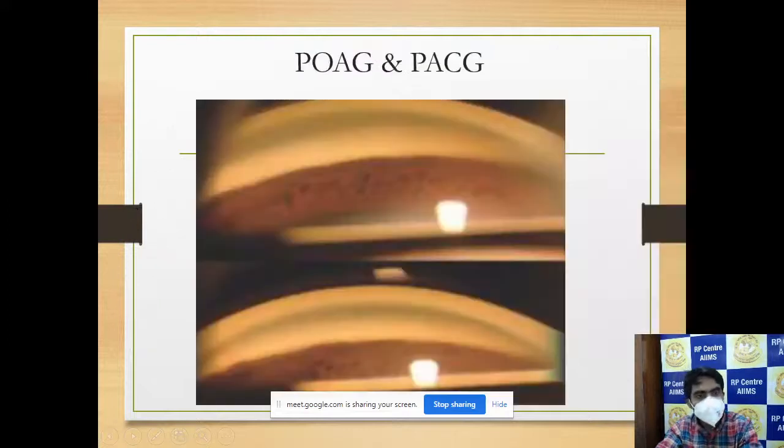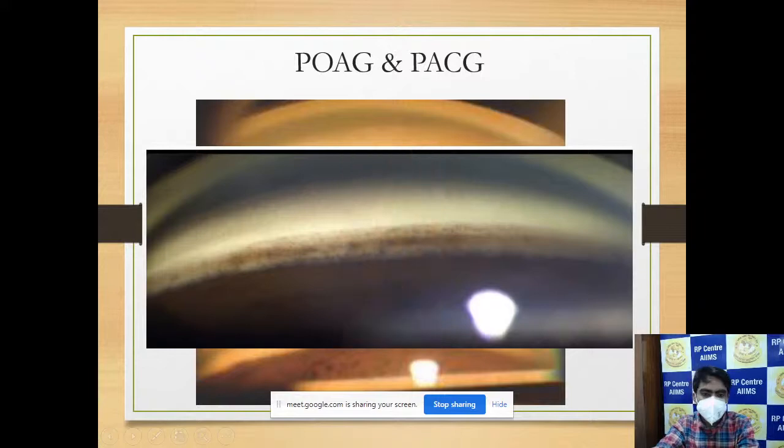venous system. Then this is the gonioscopic image of a closed angle primary angle closure glaucoma, and this is an open angle with mild pigmentation anterior to the trabecular meshwork.